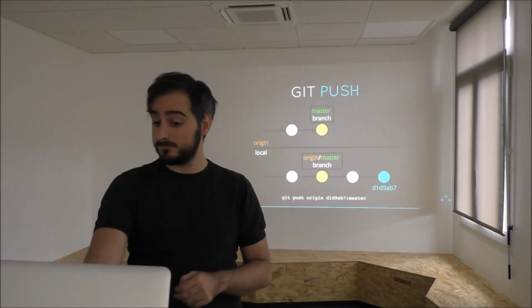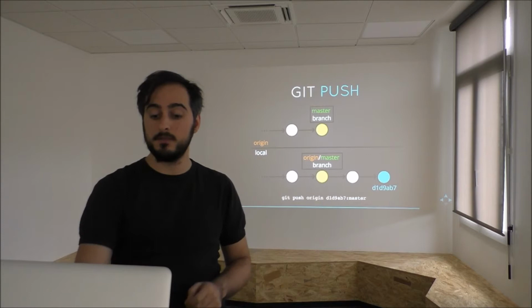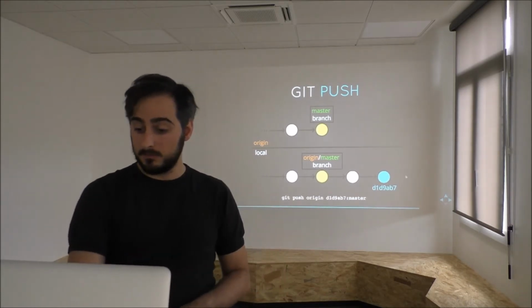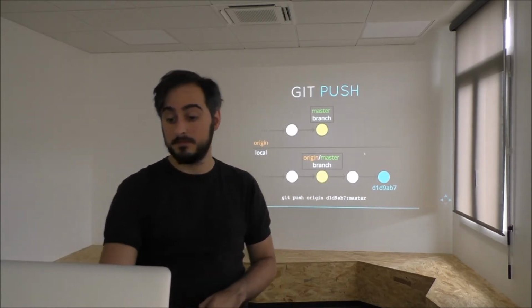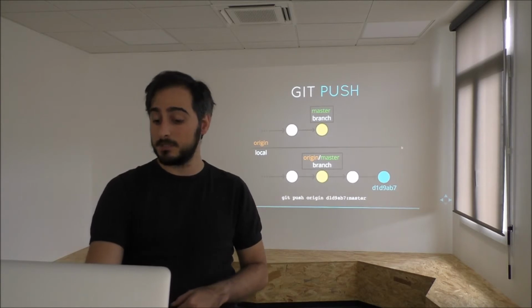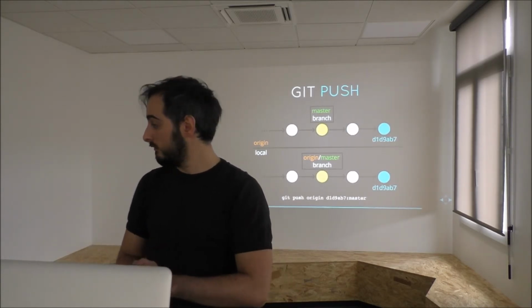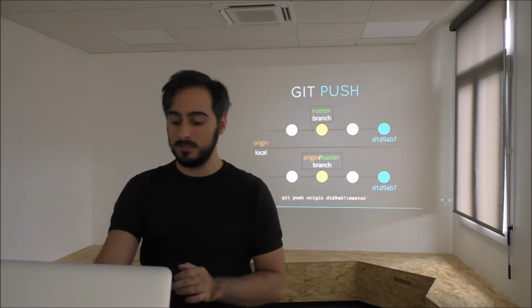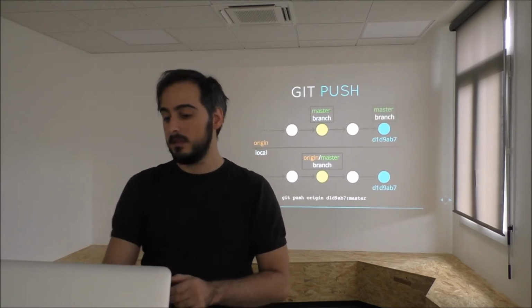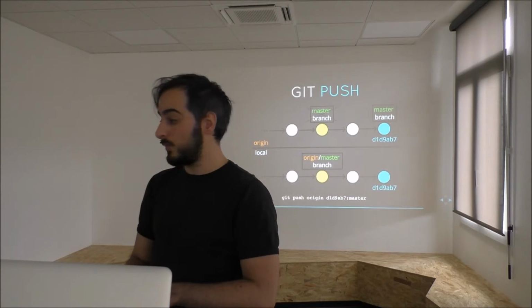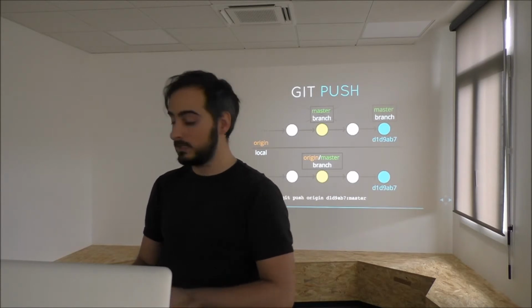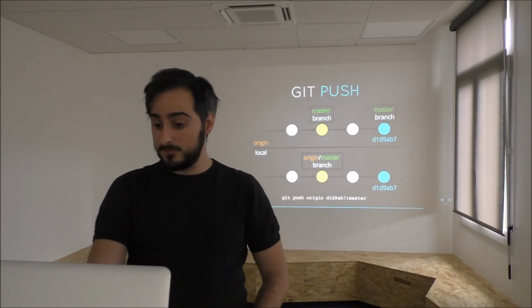What is git push? Suppose I'm pushing this particular blue commit to the master branch on the origin repository. What happens is that the network version of the repository is updated with the new commit, and the branch is moved on the networked version of the repository.